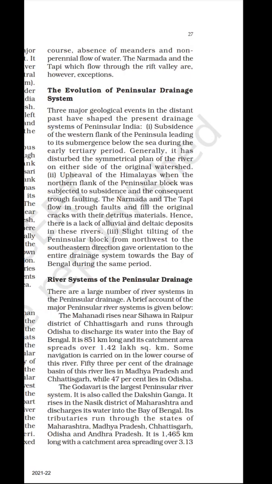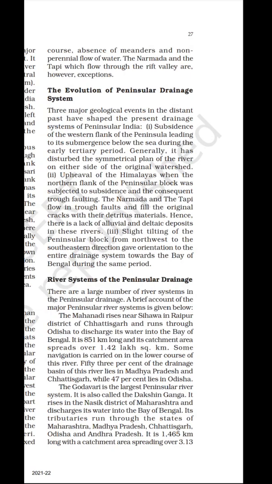River systems of the peninsular drainage. There are a large number of river systems in the peninsular drainage. A brief account of the major peninsular river systems is given below. The Mahanadi rises near Sihawa in Raipur district of Chhattisgarh and runs through Odisha to discharge its water into the Bay of Bengal.